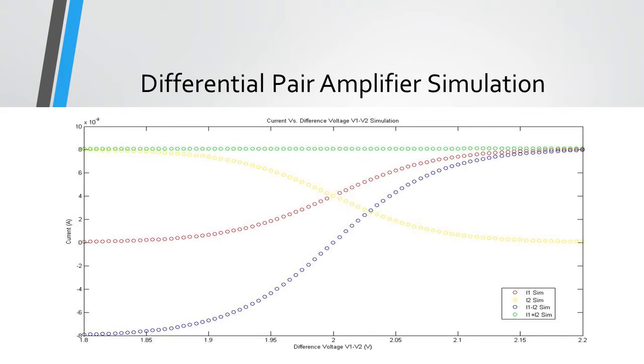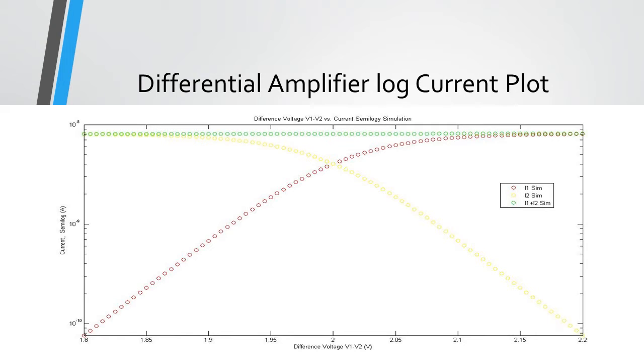Here we did the differential pair amplifier simulation in Multisim, and we see that these values are very close to the values we had for the experimental data. As also seen in the log current plot, it is very similar to what we had for the experimental data too, and these simulations match up pretty well with our circuit.